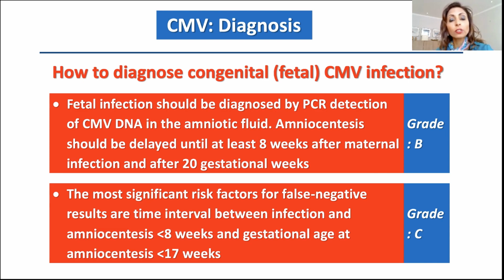And it's important to realize that the most significant risk factor for a false negative amniocentesis is the fact that we did the amniocentesis too soon. So the interval less than 8 weeks or gestation less than 17 weeks.